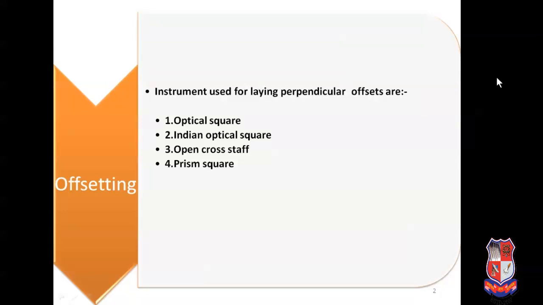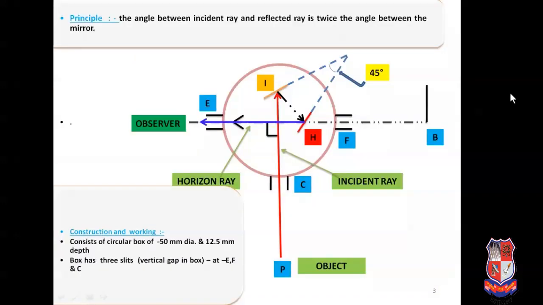So these are the 4 instruments which are used to lay the perpendicular offsets. First one is optical square, second one is Indian optical square, third one open cross staff, and fourth one is the prism square. So one by one I will explain all the instruments in detail. Now let us start with the first one, optical square, which is the most important instrument.